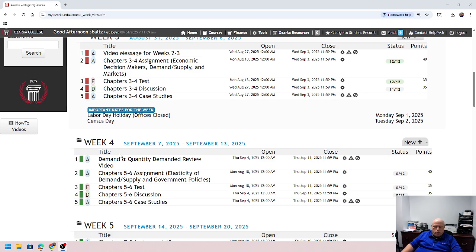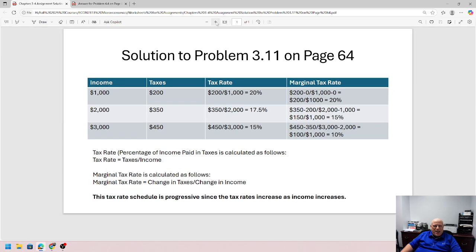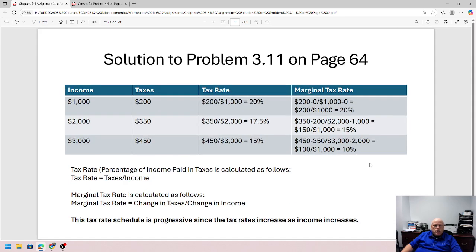There were also some of you that had difficulties with the problems, specifically problem 3.11 and 4.4, which were taken from the textbook. All right, so I'm going to take a few minutes. I've got some slides here that show the correct answers for these problems that I thought would help those of you that had some issues with getting the correct calculated values.